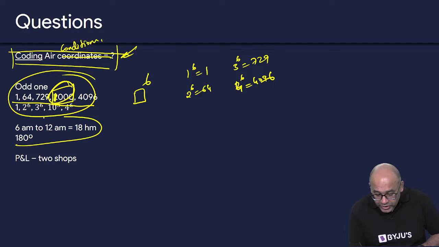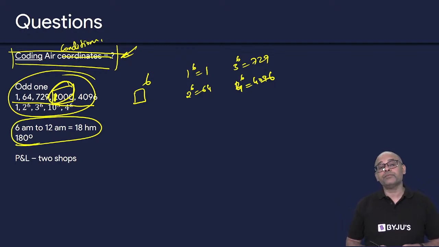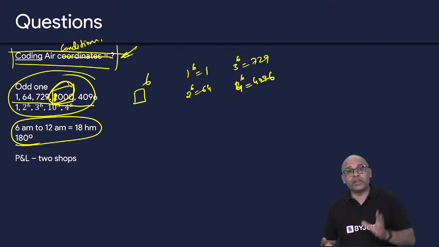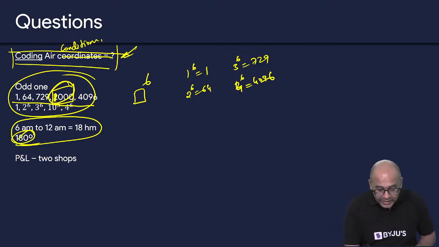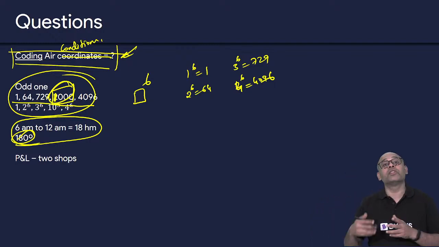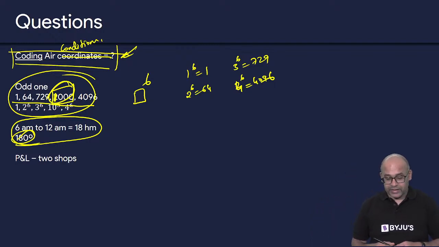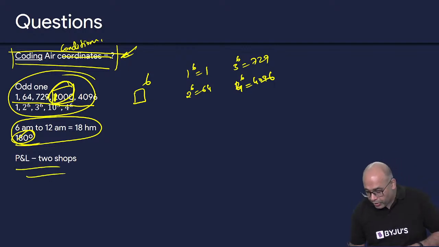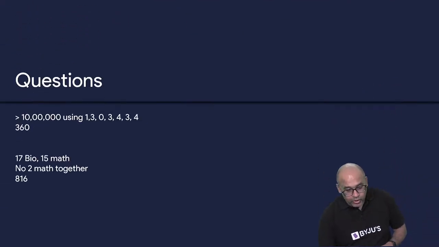Then there is one more question on clocks. 6 a.m. to 12 a.m., something related to that. The answer is 180 degrees. 1/3 of the total angle. Yes, I think that is 180 degrees. Next, there was a P&L on 2 shops. I don't remember the option, so let's move on to the next.